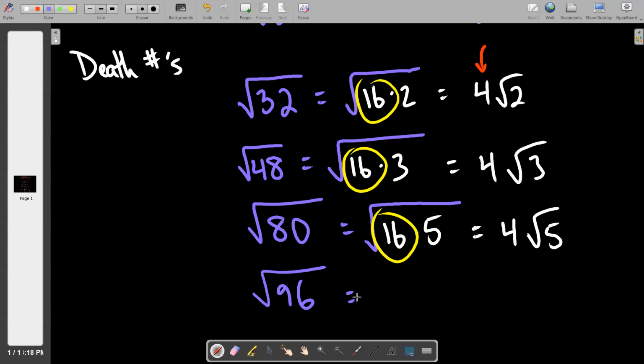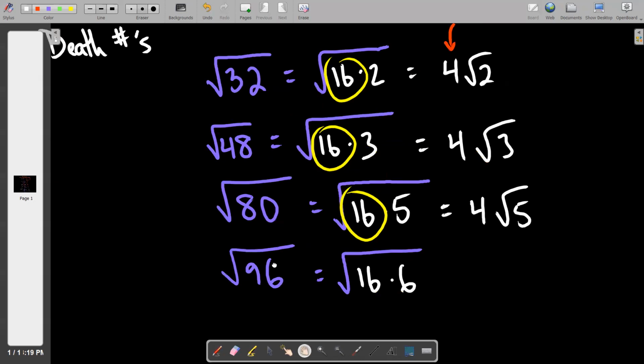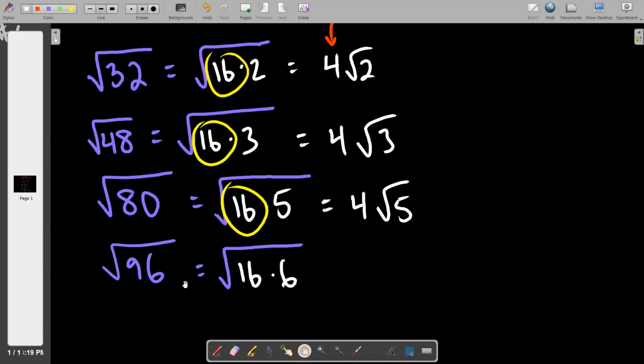Good job, Aubrey. Yes. 96 is 16 times 6. And so when I see 96, I will find other numbers that work. Like I would have stumbled upon 4 times 24, but I'm going to say no.